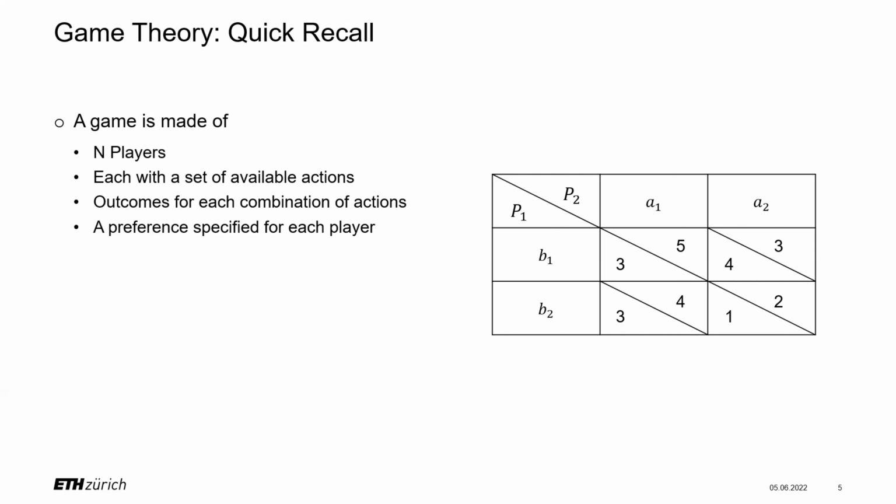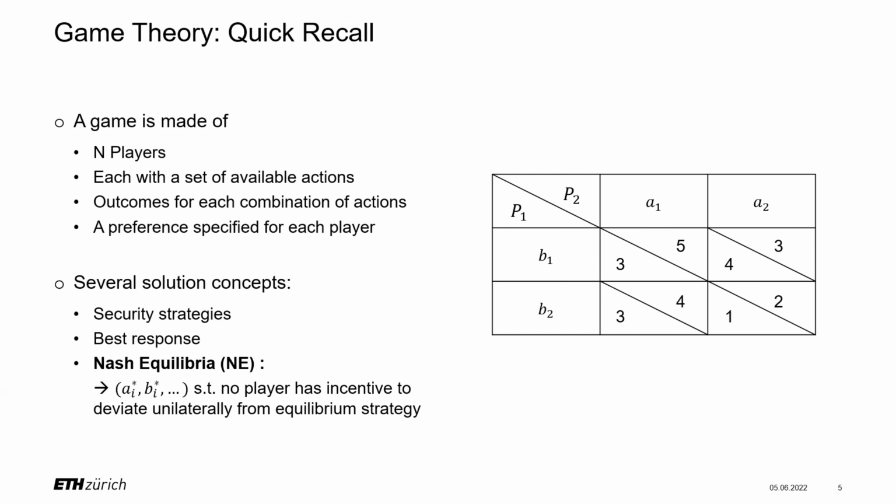So we would usually specify a least preferred preference, so minimizer players for scalar costs, or a maximizer for scalar utilities. And to solve games, there are several solution concepts. So we can talk about security strategies, best response, or the most famous solution concept of a game, which is the Nash equilibria, which is a joint trajectory such that no player has an incentive to deviate unilaterally from an equilibrium strategy. So in this case, the outcomes from the bottom left of the table would be what is the Nash equilibrium of this game.